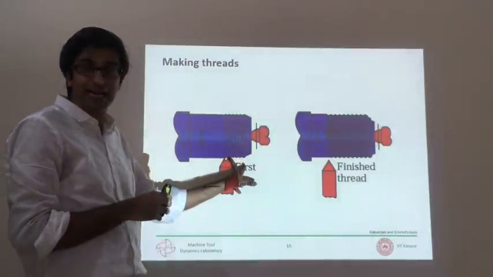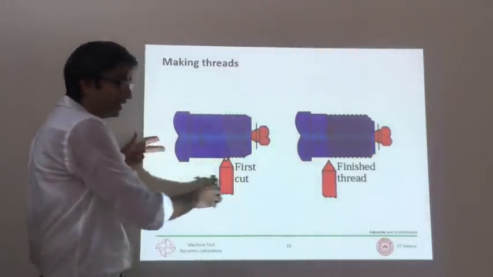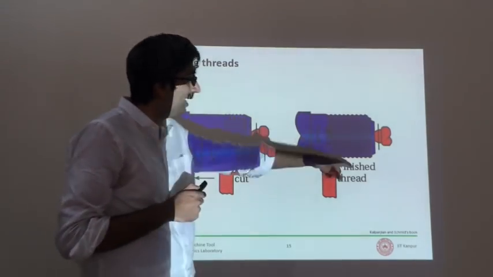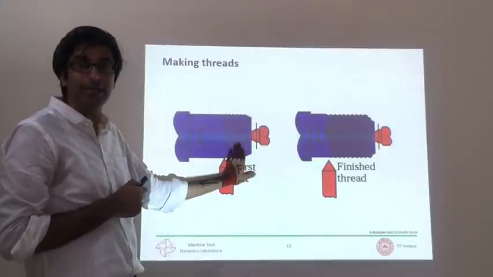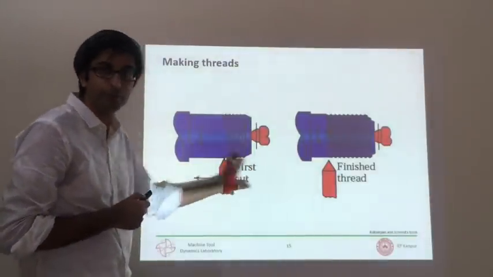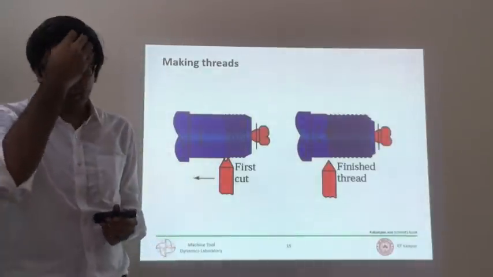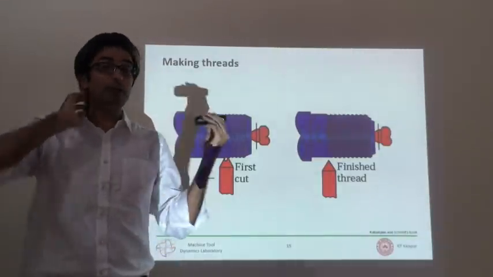If the pitch is very large, you will see that you have really these significant jumps as this rotates. Looks very nice. And then you repeat that by increasing the plunge depth. So you plunge a little more and then you repeat that process and you make a thread. That is the way threads are made on lathe machines. This is not the way to mass produce threads.